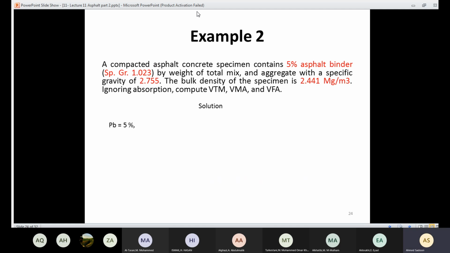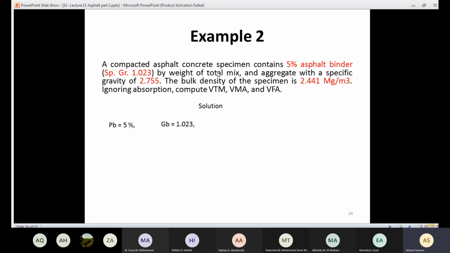So here we have example 2. In example 2, we have a compacted asphalt concrete specimen that contains 5% asphalt binder. So this represents the value of P sub B, which is 5%. That means the value of P sub S is going to be 95%. And also the specific gravity of the binder is given here. So G sub B is 1.023.